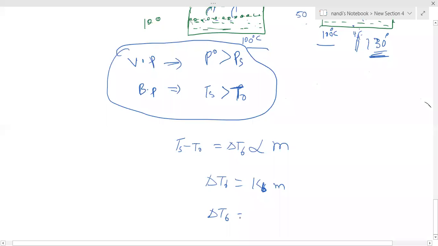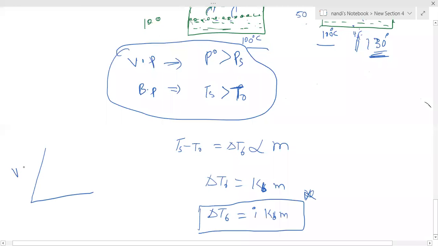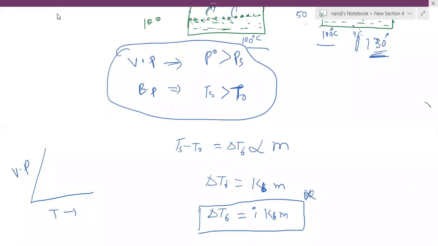But you have to write every time the van't Hoff factor i into Kb into m. This is the final formula you need to remember. Delta TB is directly proportional to molality. They provide one graph between vapor pressure versus temperature. So this is the given graph.